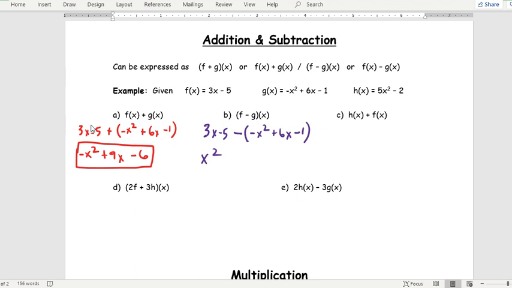Now let's combine the linear terms. I have 3x, and I'm going to subtract from it 6 more x's. That would take us to negative 3x. And then I have, for my constant, negative 5, and I'm going to subtract from that a negative 1, which is really going to turn this into addition. So negative 5 plus 1 is negative 4. X squared minus 3x minus 4.